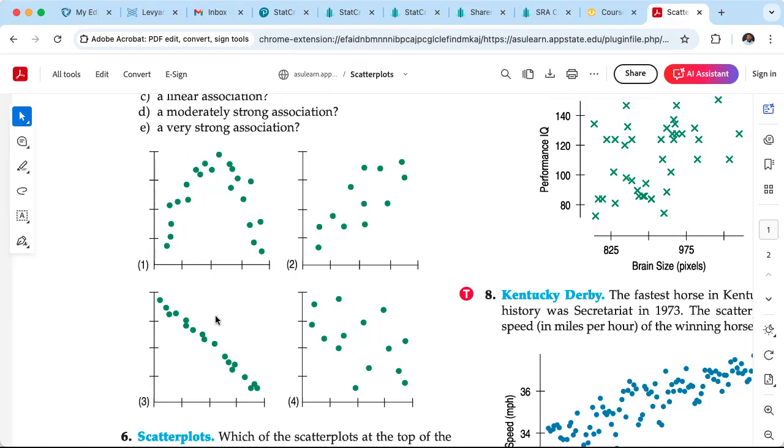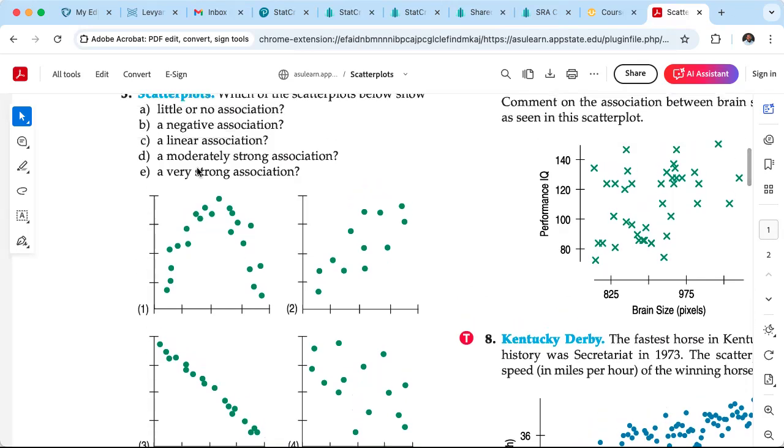A very strong association doesn't matter if it's positive or negative; it could be either. The question says a very strong association. If they say positive strong, then it's a different thing altogether. Positively or negatively strong, it's a different thing. Does that make sense? Okay.